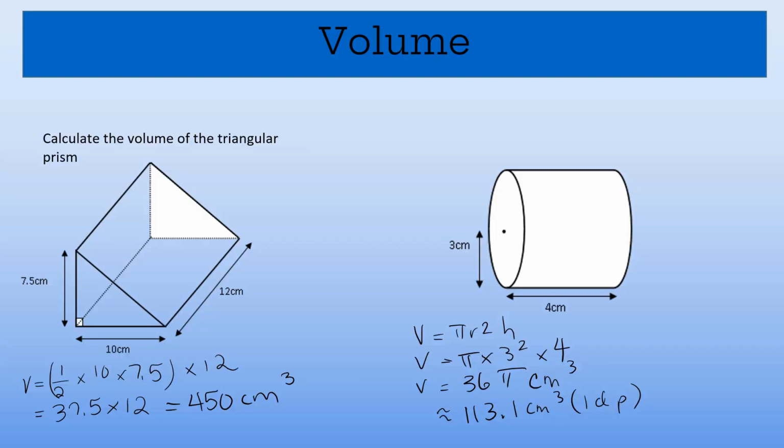To find the volume of the cylinder, you multiply pi times radius squared times height. That will give you 113.1 centimeters cubed to 1 decimal place.